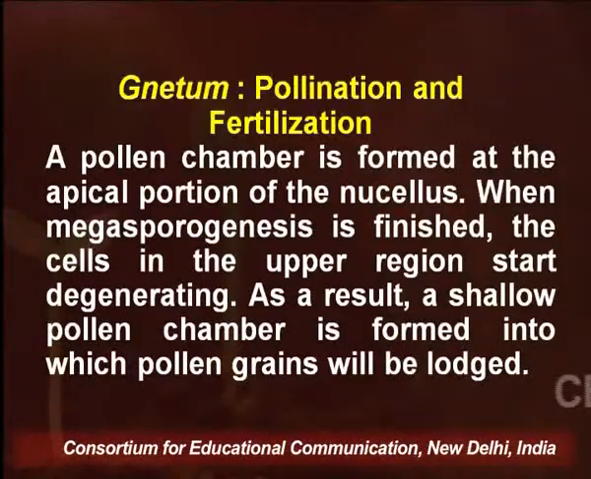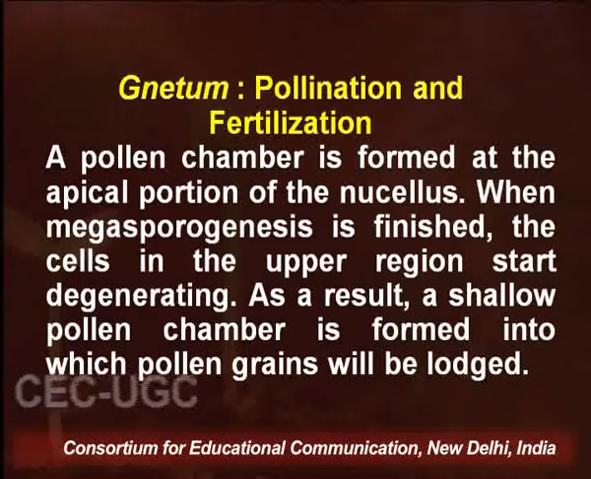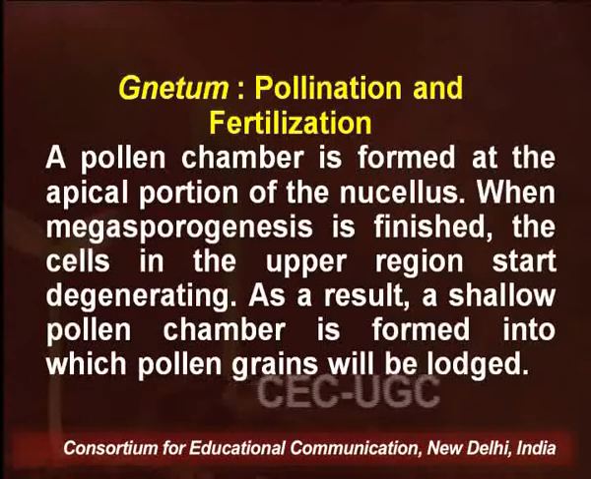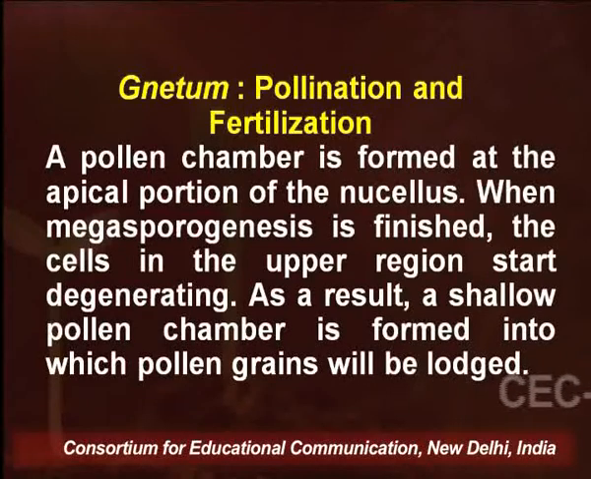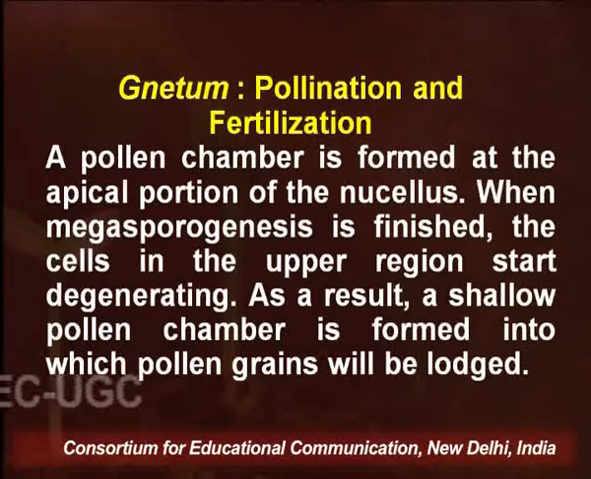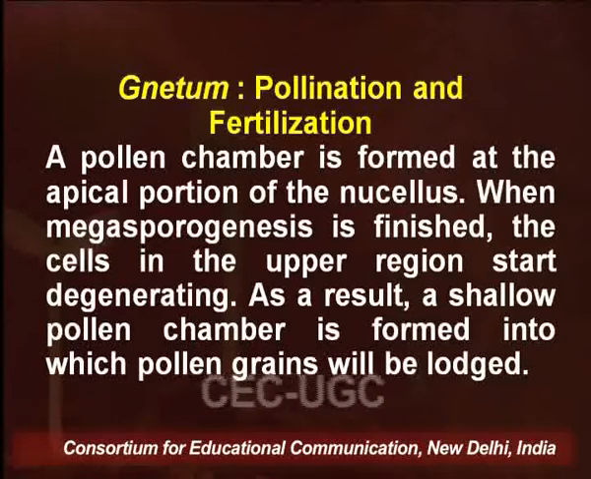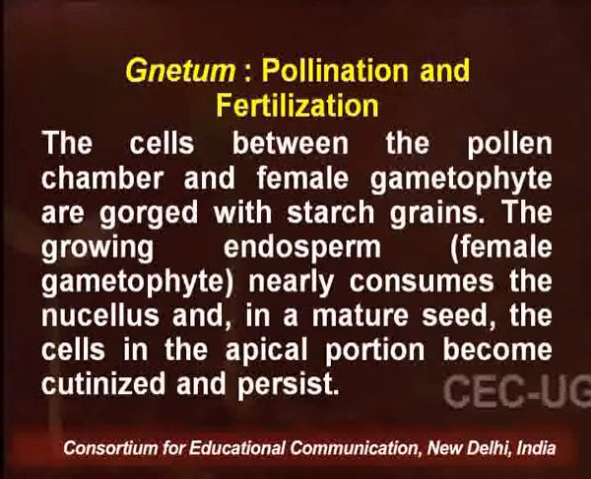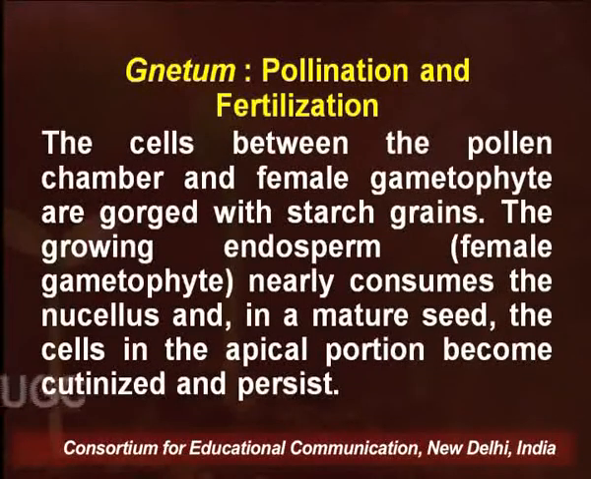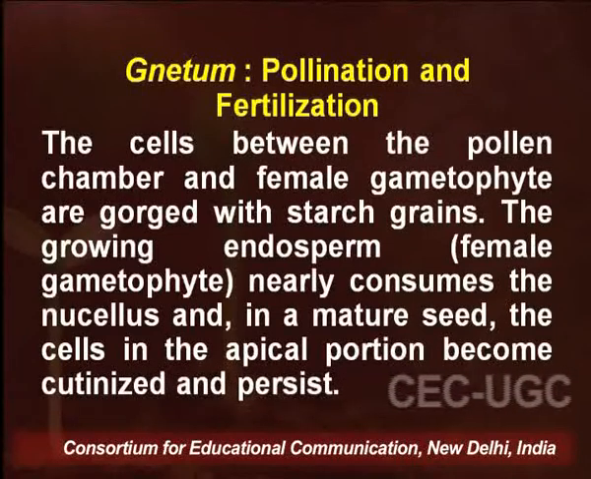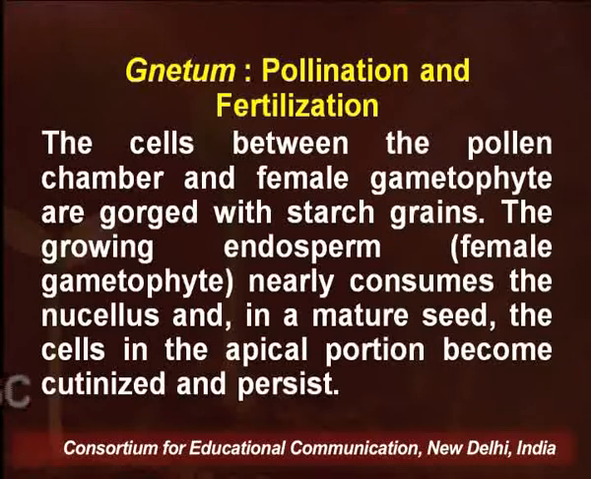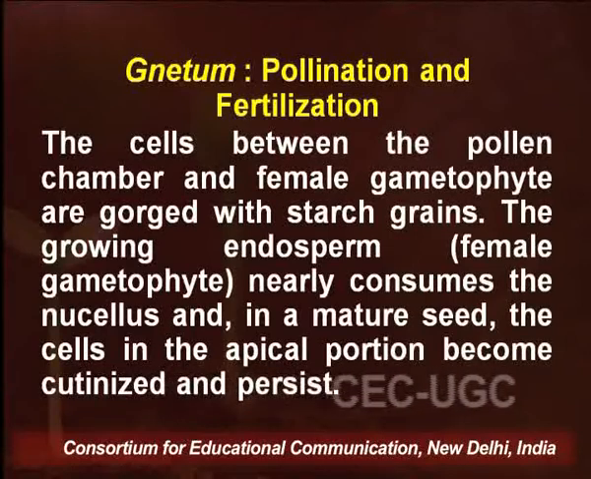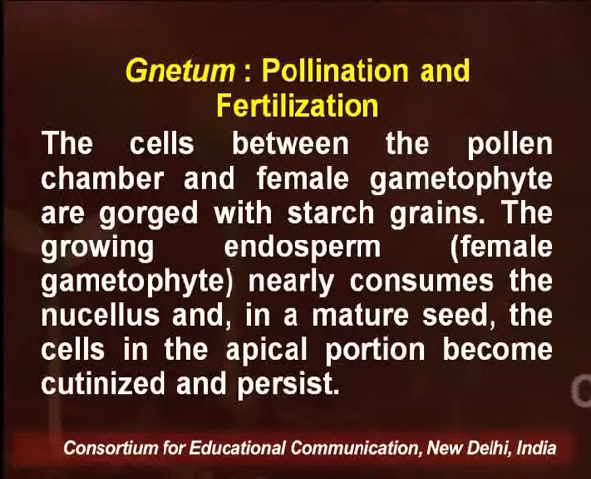A pollen chamber is formed at the apical portion of the nucellus. When megasporogenesis is finished, the cells in the upper region start degenerating. As a result, a shallow pollen chamber is formed into which pollen grains will be lodged. The cells between the pollen chamber and the female gametophyte are gorged with starch grains. The growing endosperm, that is the female gametophyte, nearly consumes the nucellus, and in a mature seed, the cells in the apical portion become cutinized and they almost persist.